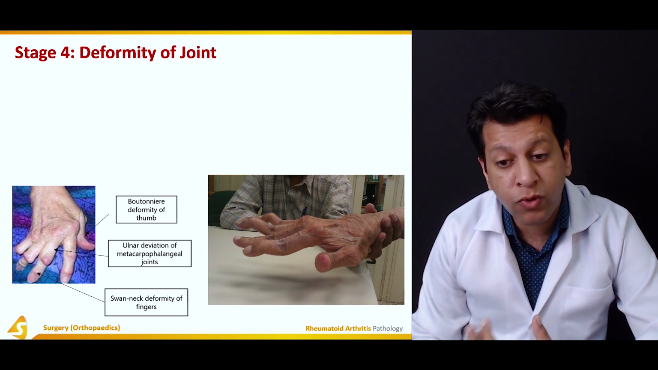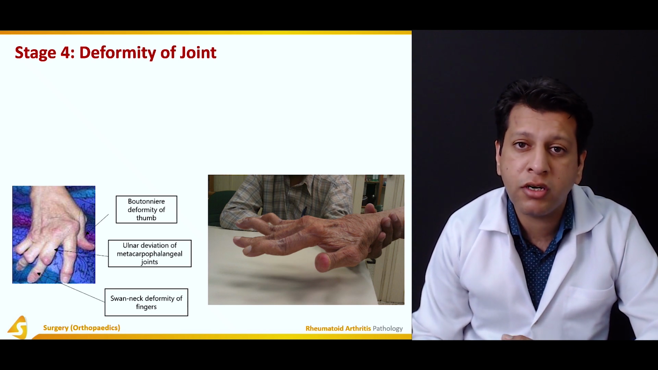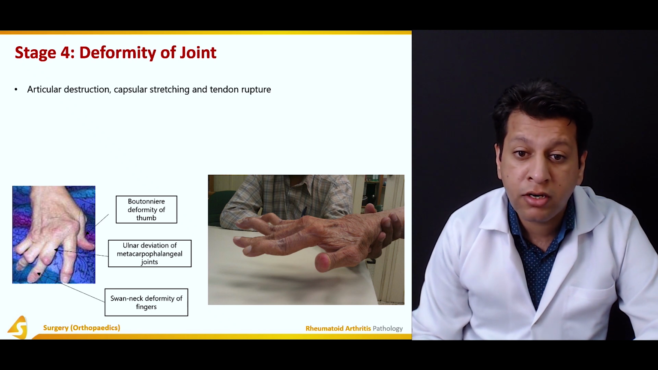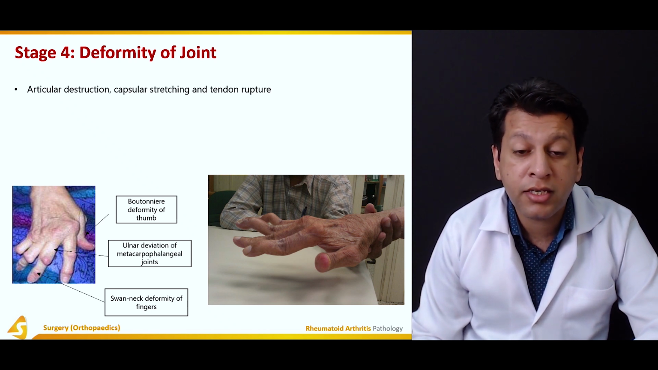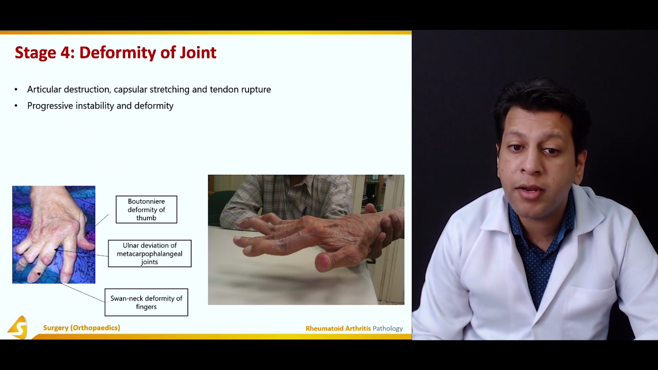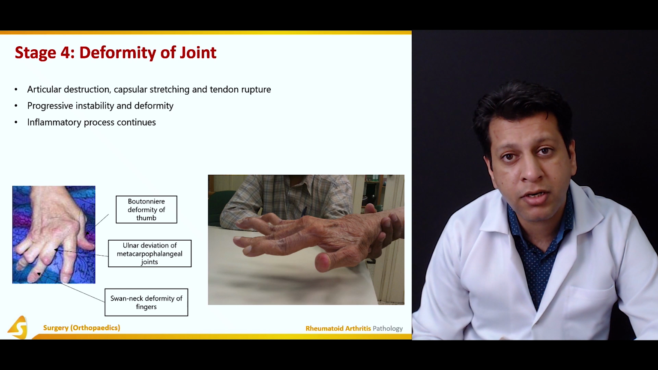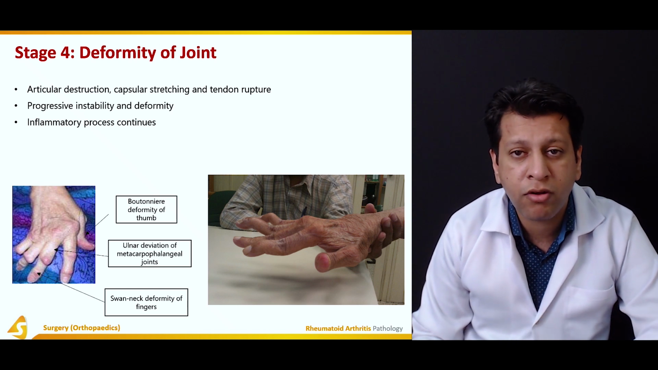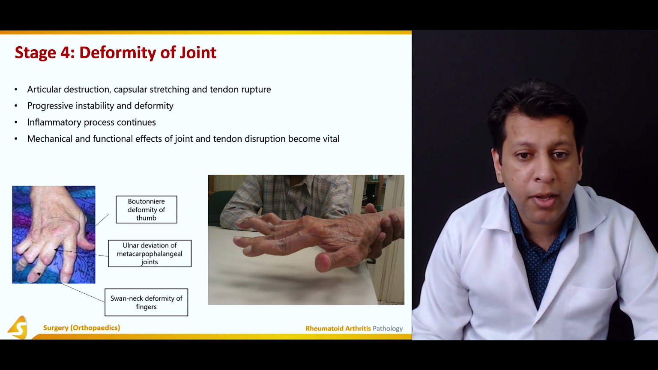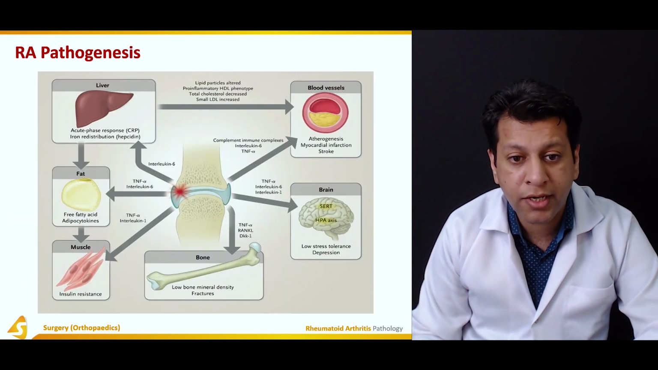Once the whole tissue has been destroyed and late stage arthritis has developed, this eventually results in deformity. Articular destruction, capsular stretching, and tendon rupture all occur. Progressive instability and deformity develops. The inflammatory process still continues, as the problem is not basically with the tendon but is due to the production of interleukins. The mechanical and functional effects of joint and tendon disruption become vital.